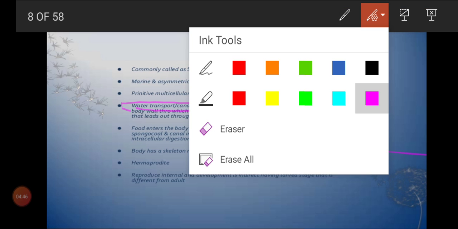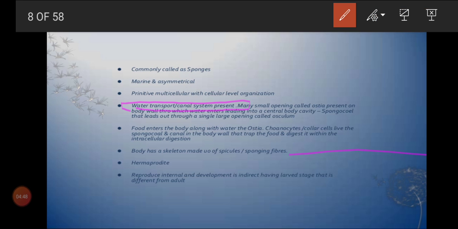So what is the peculiar characteristic here? The water transport or water canal system is present. And what is that? It is all the small openings called ostia present on the body wall, through which water enters, leading to the central body cavity called spongocoel, which leads out through a single large opening called the osculum. I'll explain with the help of a diagram.